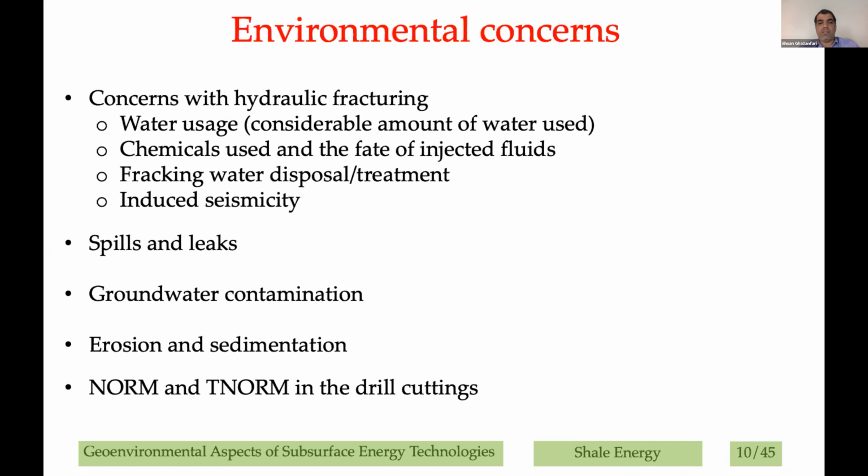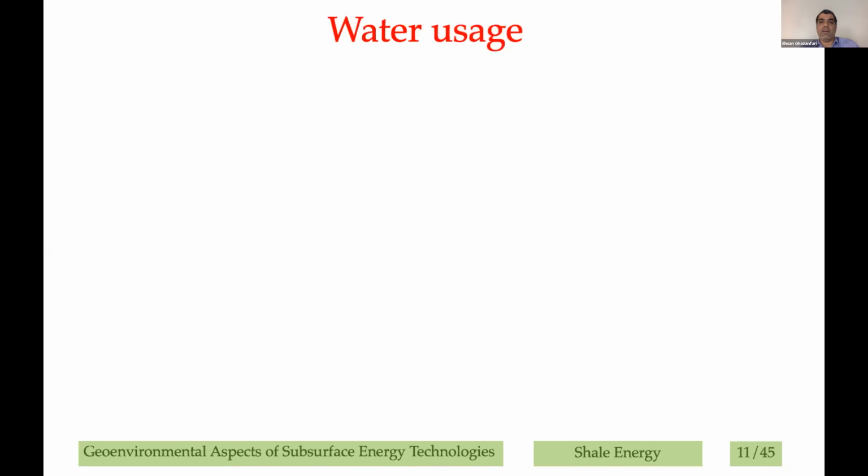Induced seismicity is another issue that is associated with fracturing. Other concerns include spills and leaks, obviously associated with any technology for extraction, and then groundwater contamination that I briefly touched on, erosion and sedimentation, and NORM, which stands for naturally occurring radioactive material, and TENORM that exists in the drilling cuttings.